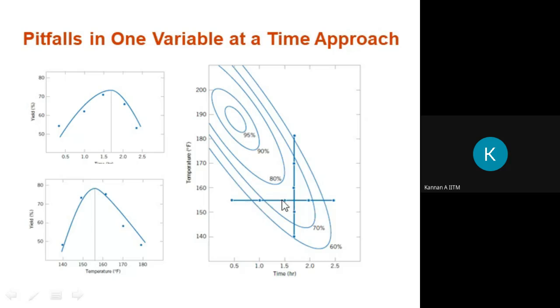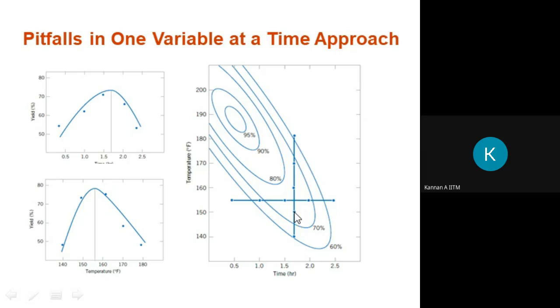So I'm keeping temperature at 155 degrees centigrade, varying the time at 1.6 or 1.7 hours. I get the optimum value. At that optimum value of 1.7 hours, I am varying the temperature from 140 to 180, and I'm getting some value here. Okay, so this is the optimum value as far as this one step is concerned.